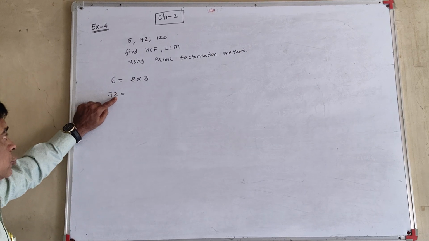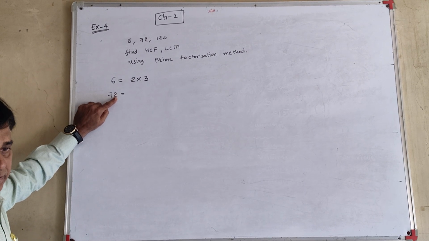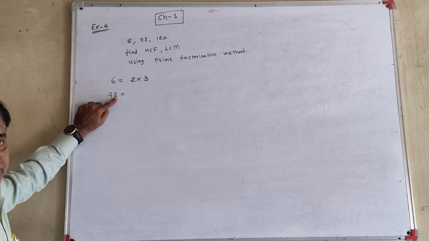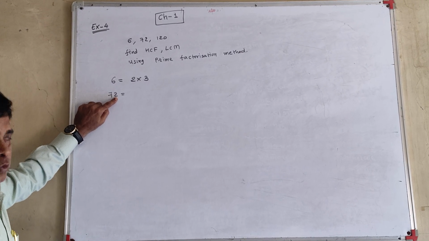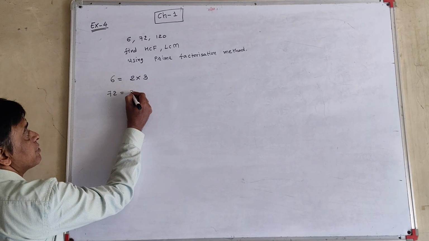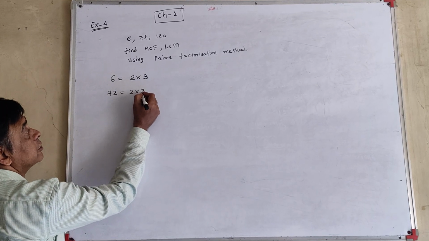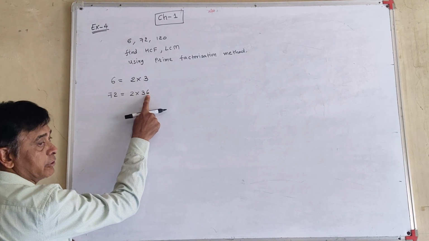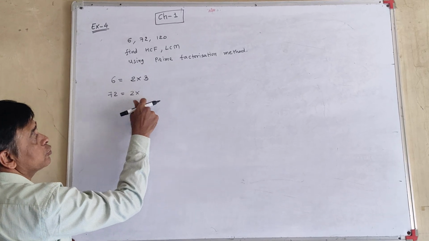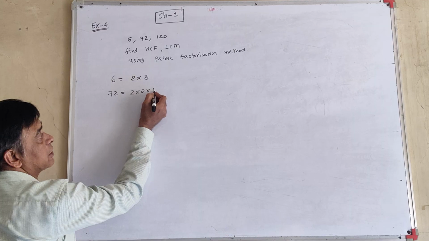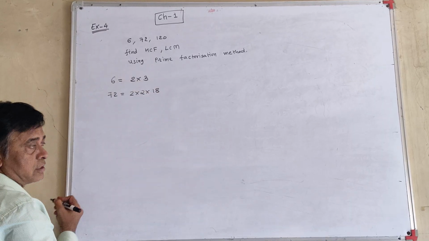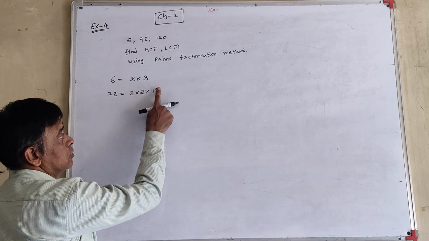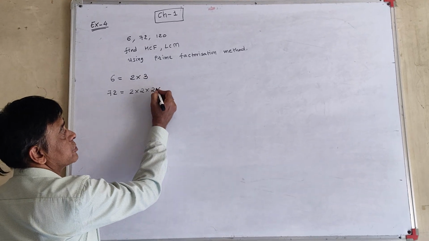72, last digit 2 is even. That means it will be divisible by 2. So when 72 is divided by 2, you will get 36. But 36 is also an even number, so 36 is also divided by 2. So 2 multiplied by 18. 18 is also divisible by 2. So 18 means 2 nines are 18.